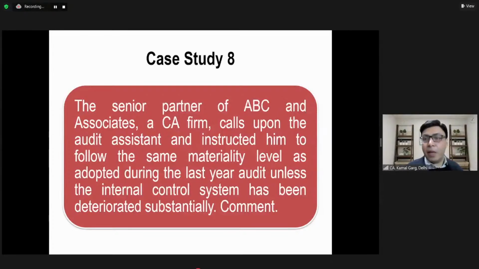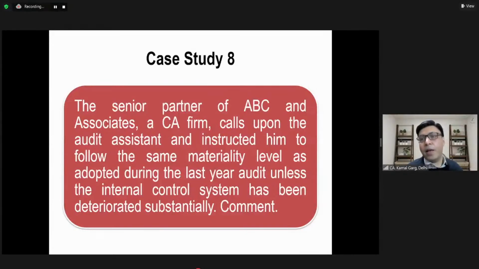I will change my materiality, meaning thereby what I'm trying to inculcate, materiality is dependent not only on internal control system, but other factors also. For example, change in law and regulation. For example, change in scale of business operation. Earlier, you were selling only Chyawanprash. In the current year, also selling shampoo. So your scale of operations is widening.